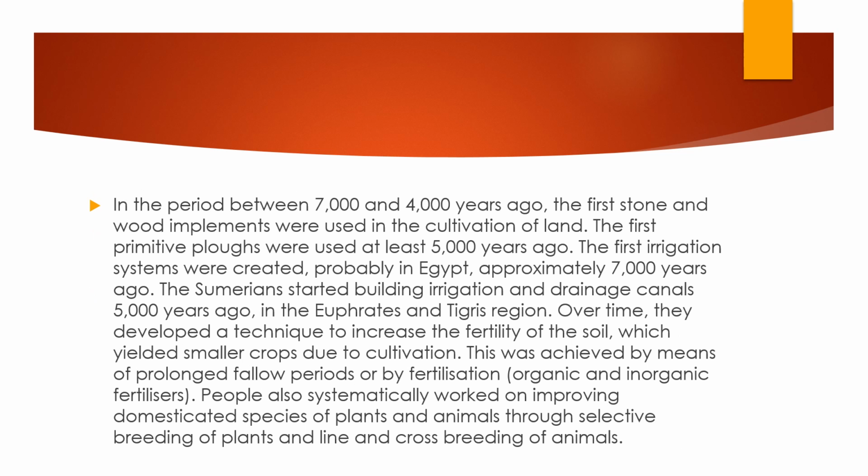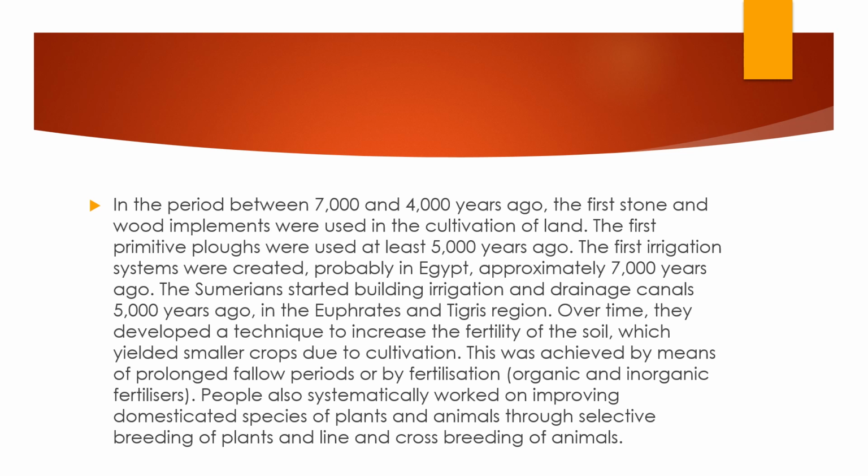In the period between 7,000 and 4,000 years ago, the first stone and wood implements were used in the cultivation of land. The first primitive plows were used at least 5,000 years ago. The first irrigation systems were created probably in Egypt approximately 7,000 years ago. The Sumerians started building irrigation and drainage canals 5,000 years ago in the Euphrates and Tigris region.